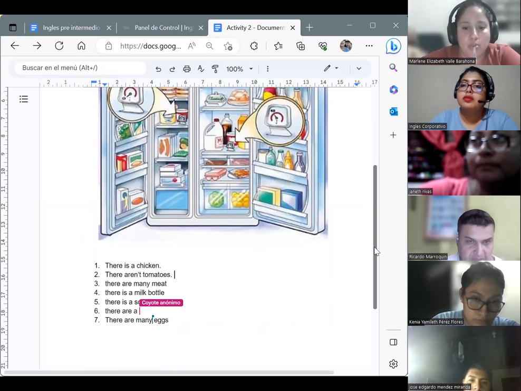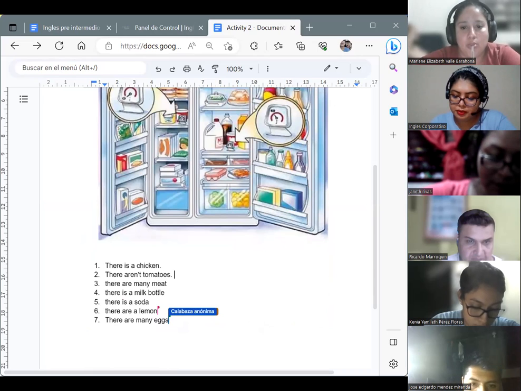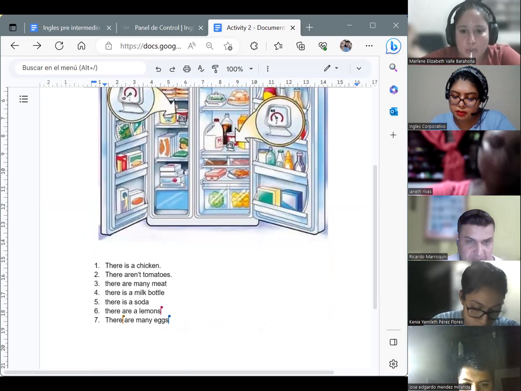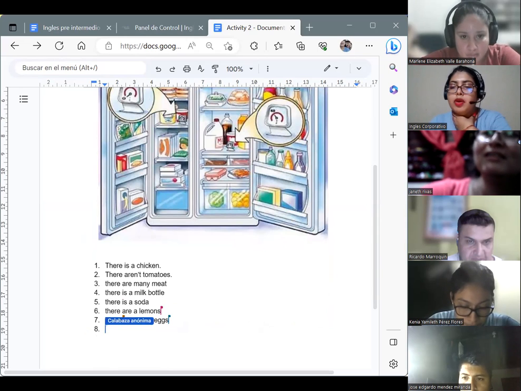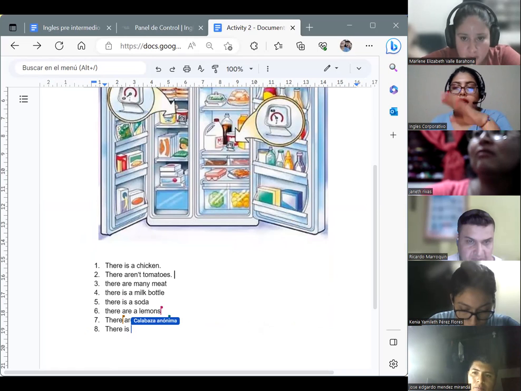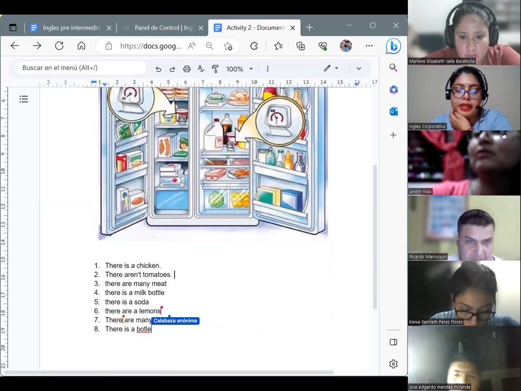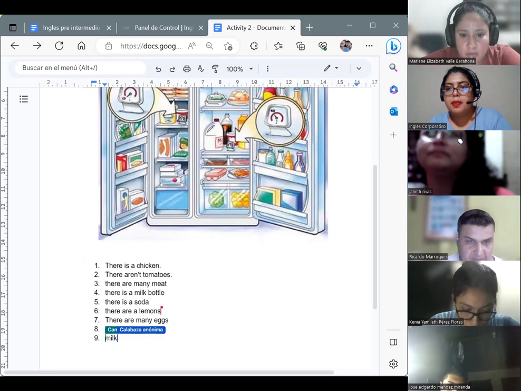Teacher, bueno, en lo personal a mí me pide que descargue otra aplicación para poder escribir en el documento, así que tengo que esperarme. No, no se preocupe, en ese caso lo que puede hacer es escribir las oraciones en el chat de la reunión de Zoom y yo le voy a ayudar a colocarlas en el documento. Okay, thank you. You're welcome.